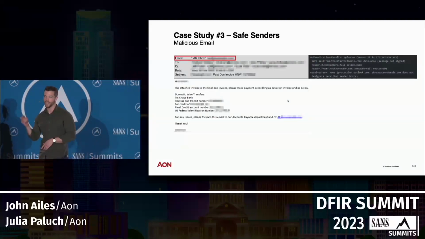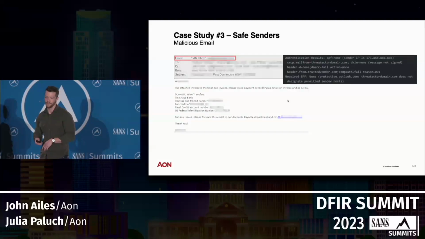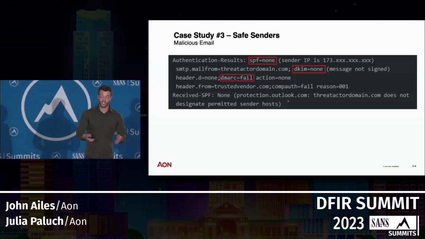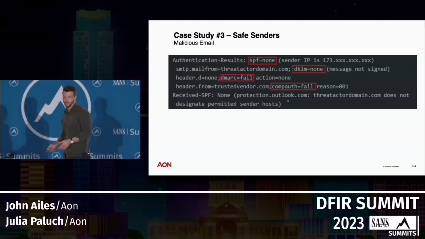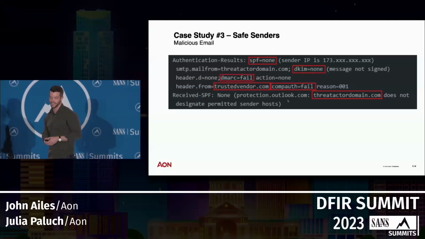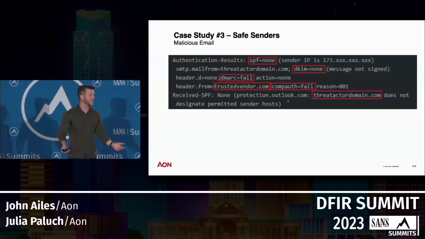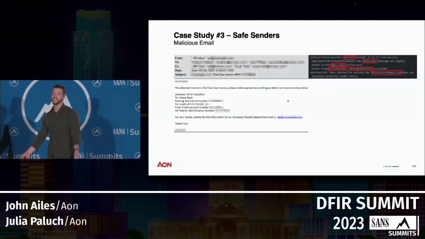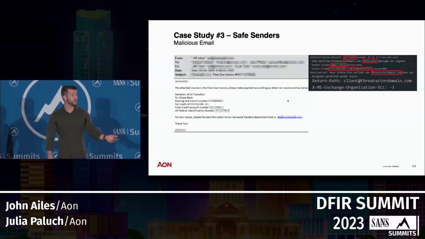But when we actually went into the headers, we saw some weird stuff. First, SPF and DKIM were both non-present. Additionally, DMARC and compauth failed. And while the header from said that the trusted vendor was sending the email, there was also a threat actor domain that indicated that it actually came from a different email address. And this is highly indicative of a spoofed message. But in a modern environment, a spoofed message should really never make it to a user's inbox. So how was the threat actor able to do this?